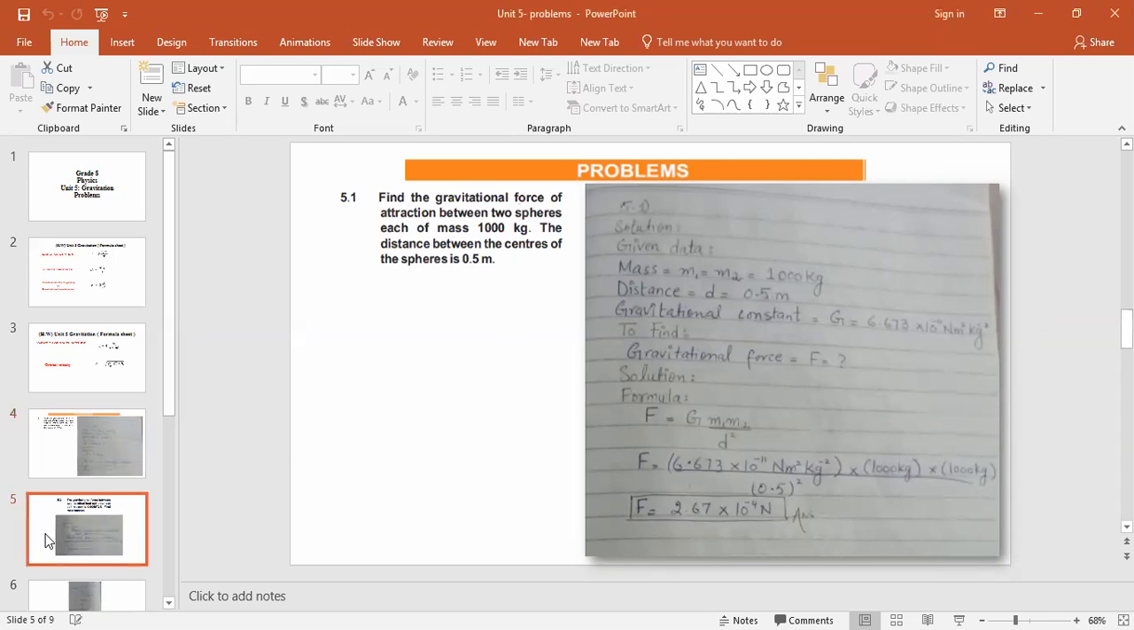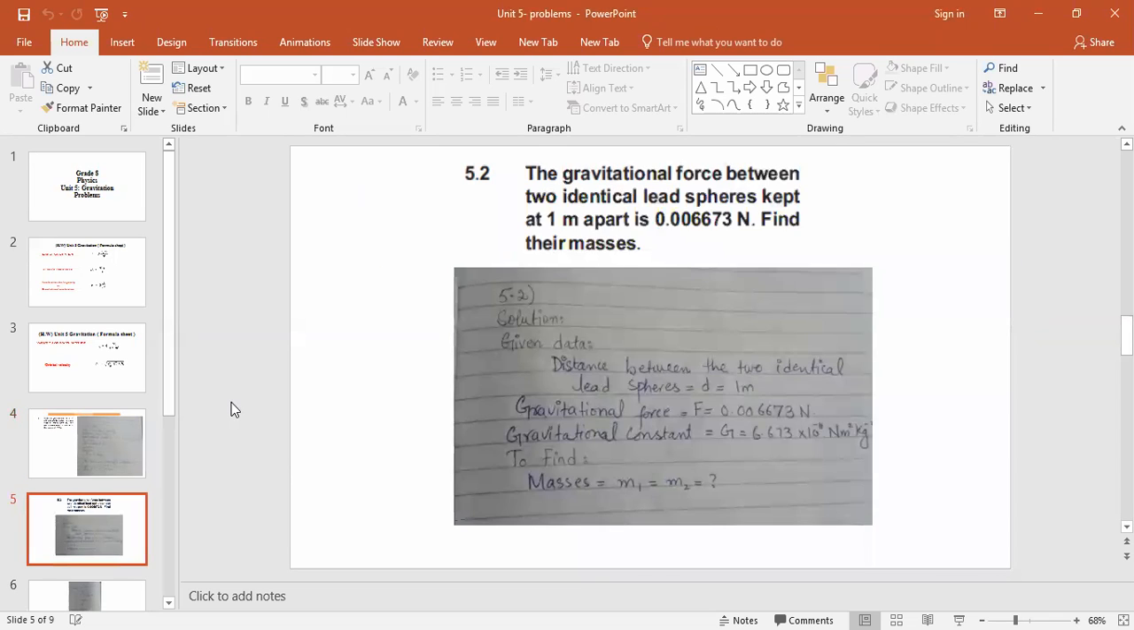Then coming to the next problem, which is 5.2. The gravitational force between the two identical lead spheres kept at 1 meter apart is 0.006673 Newton. Find their masses. So first of all, you have to read the problem, and then from the given problem, you have to make the data, and you have to write what you have to find out in this problem.